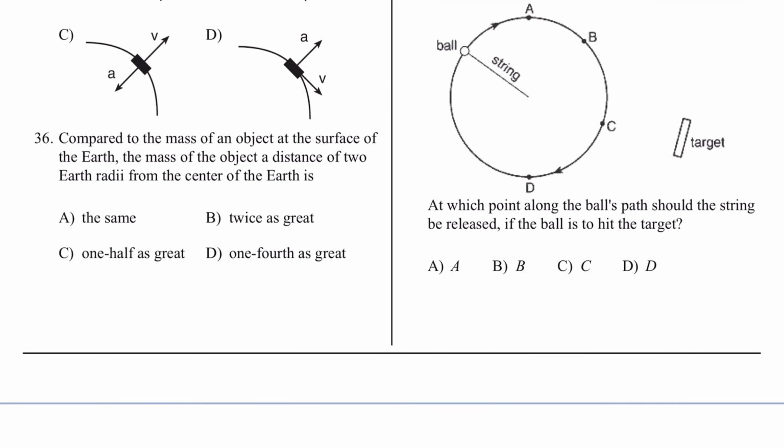36. Compared to the mass of an object at the surface of the Earth, the mass of the object a distance of 2 Earth radii from the center of the Earth is what?